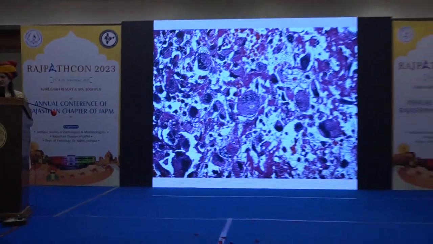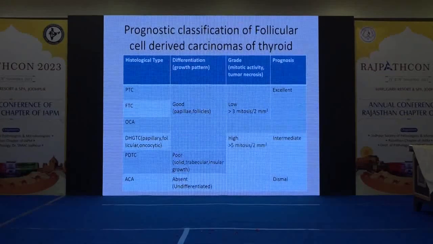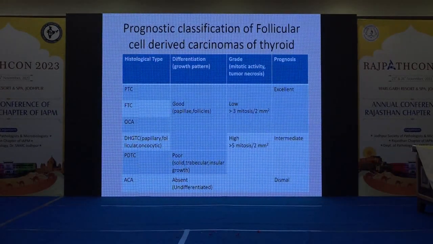So these are examples of anaplastic carcinoma. You can see the sarcomatoid pattern, you can see the giant cell pattern, very angry looking, and grossly these tumors are very hard, stony hard. So then what is the prognostic classification of these follicular cell-derived carcinomas?